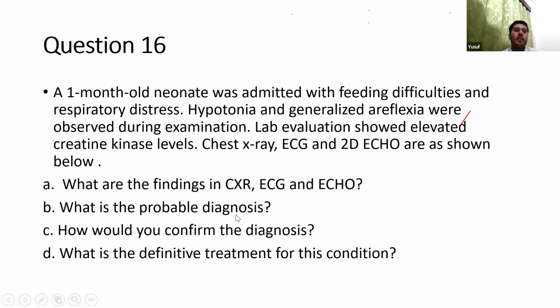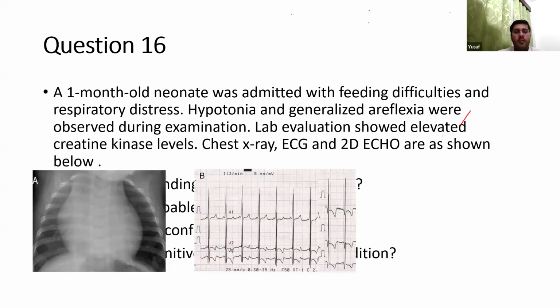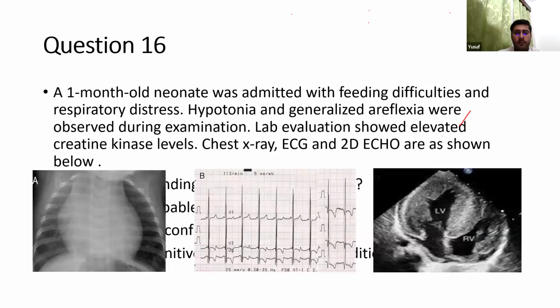So question 16. This is a 1-month-old neonate who was admitted with complaints of poor feeding and respiratory distress. On evaluation, we found this baby to be hypotonic with generalized areflexia. Lab evaluation revealed elevated creatine kinase levels. This is the X-ray, this is the ECG, and this is the echocardiography. What do you see in this case, and what is the likely diagnosis?